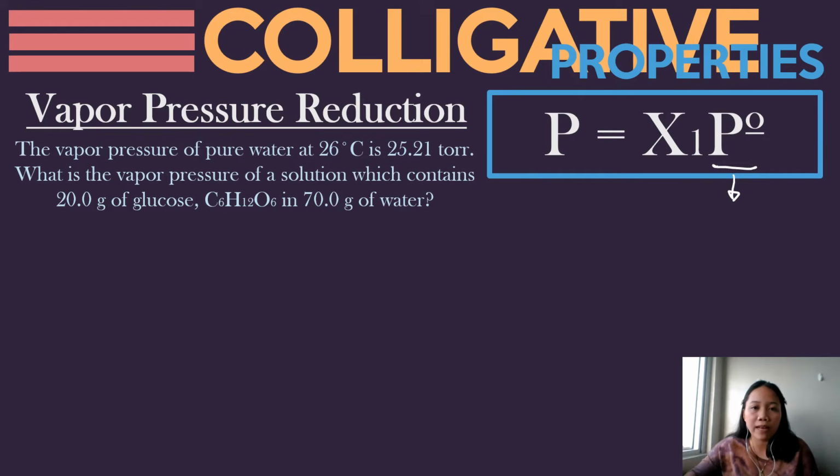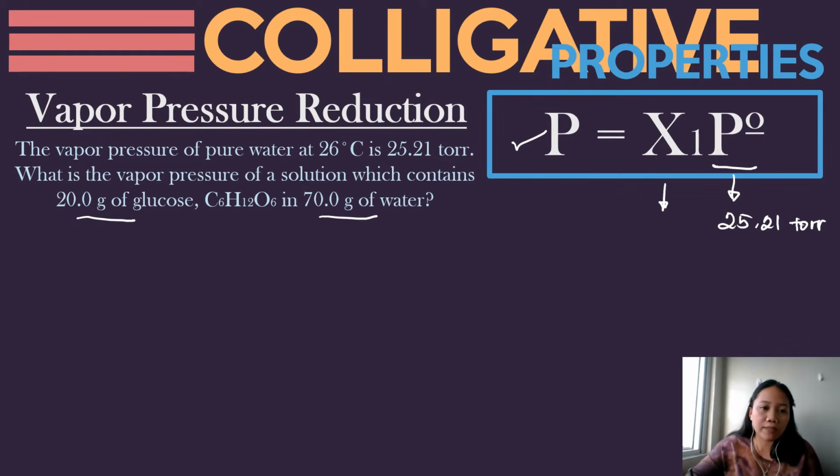So your P prime value is 25.21 torr. Next is the mole fraction. Do you have the mole fraction of your solvent? In this case, it is not given. What is only given is 20 grams of glucose and 70 grams of water. So we are now going to solve first for the mole fraction of your solvent before proceeding with the formula that we have here for vapor pressure reduction.